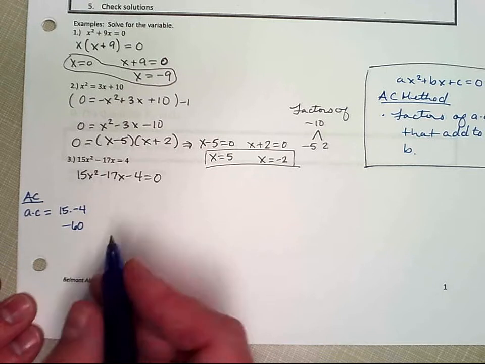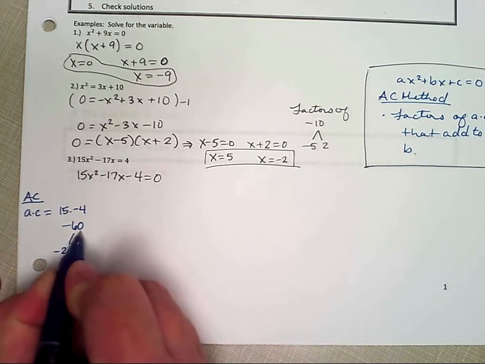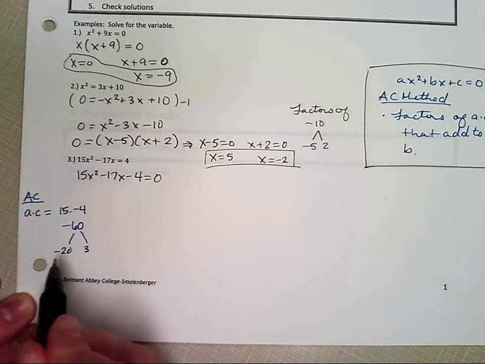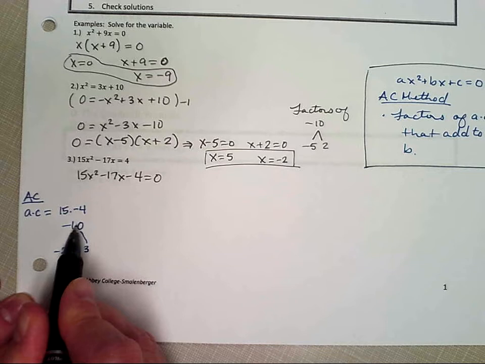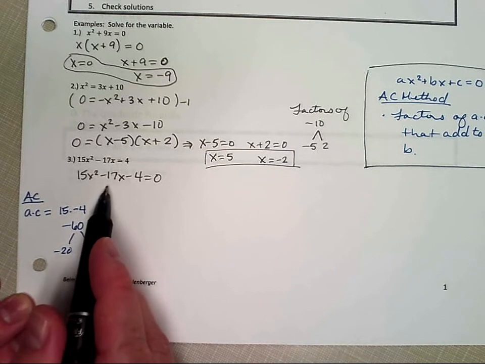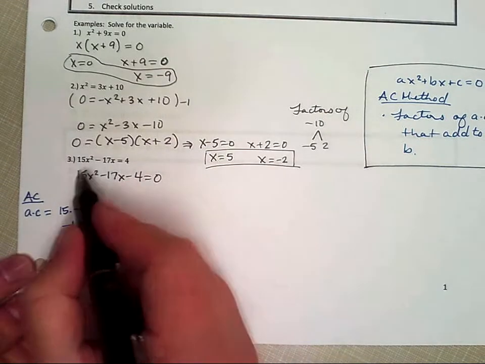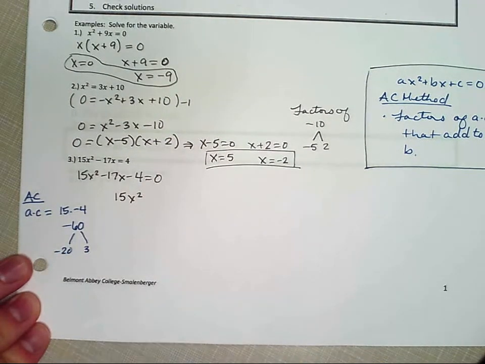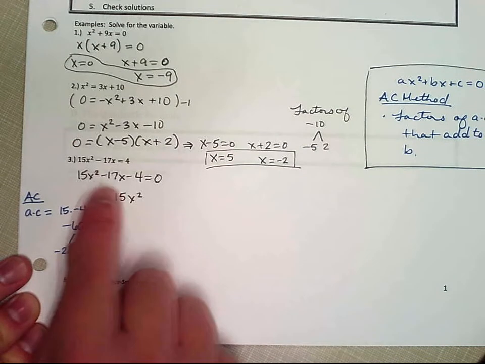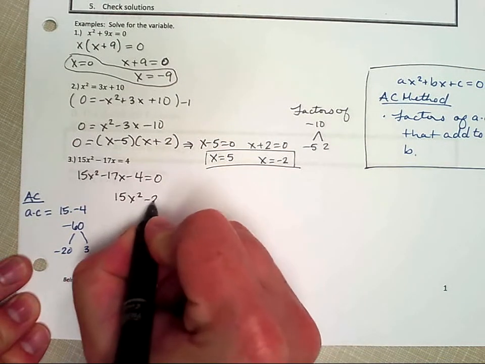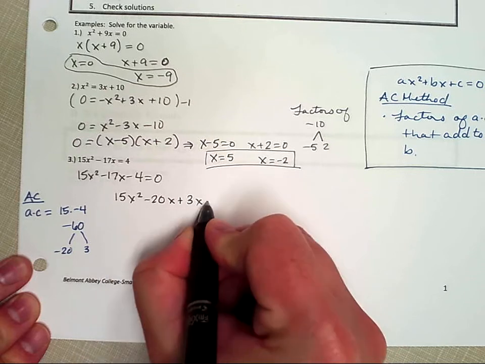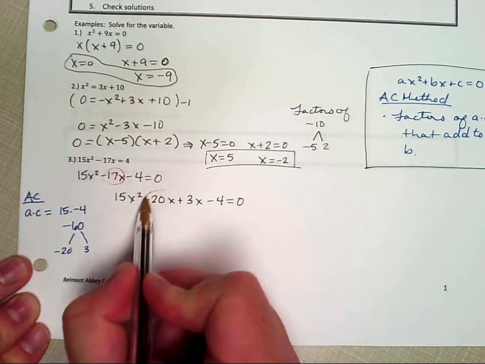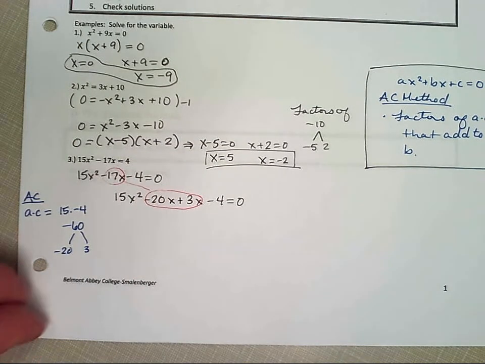What is it? Negative 20 and 3. Okay, so I'm going to multiply these just to check my work. Negative 20 times 3 is negative 60, good. Negative 20 plus 3 is negative 17. So we're good, right? So now I'm going to rewrite my problem. I have 15x squared, and then I'm just going to use these two to rewrite my B term: minus 20x plus 3x minus 4 equals 0. So I just rewrote my B term. That's all that I did.